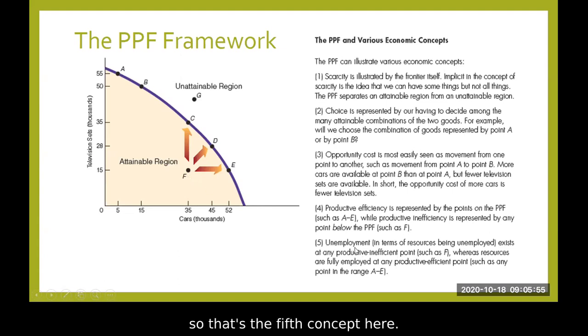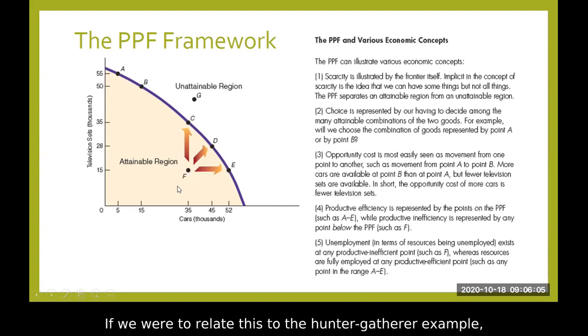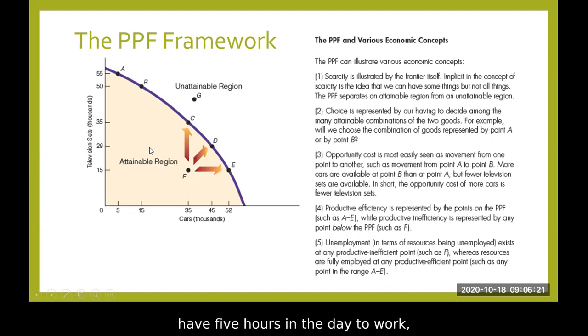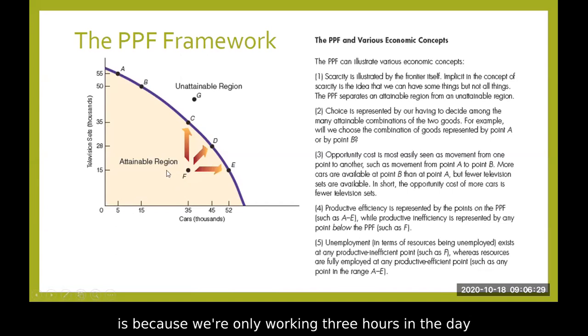So that's the fifth concept here. We have some unemployed resources at F, which is why we're not producing to the best of our capabilities. If we were to relate this to the hunter-gatherer example, a point on the interior, closer to the origin, means that even though we have 5 hours in the day to work, we're not using all 5 hours. So one reason we might be on the interior is because we're only working 3 hours in the day, and not maximizing the 5 hours.